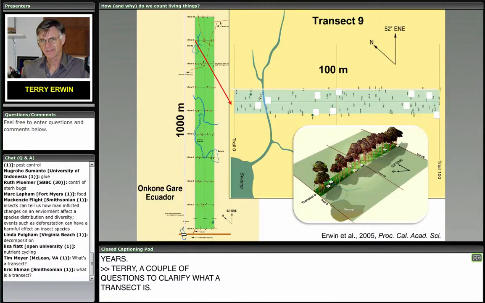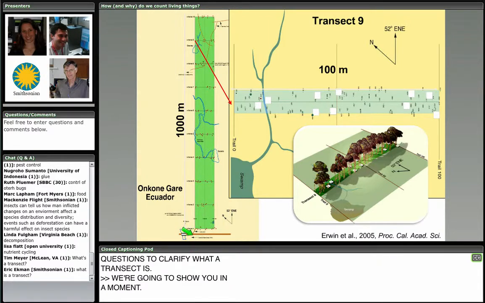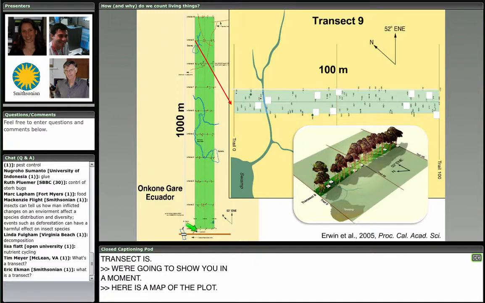So here is a map of the plot. So this is the bottom. This is the road, this brown line right here, the road that they had built. And then this is our first transect, which is right next to the road. And then every one of these horizontal lines represents a transect that goes further and further into the forest.